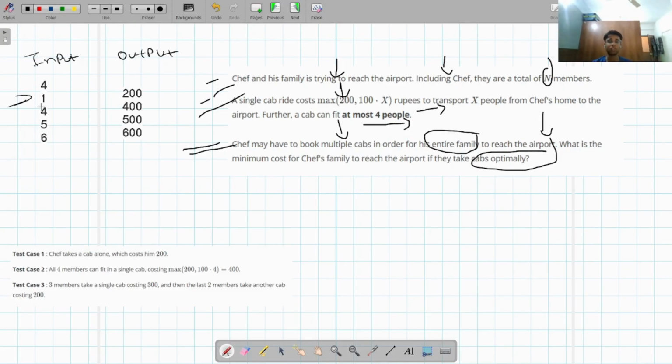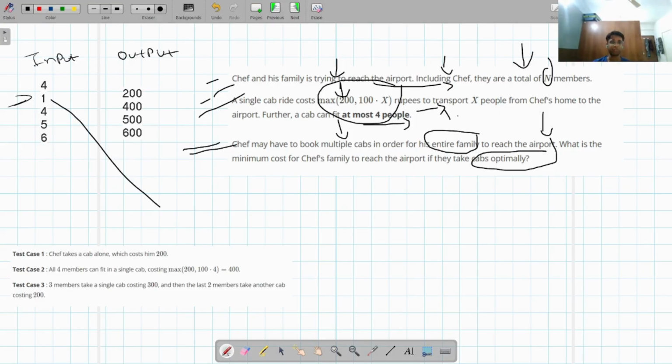So, very simple, guys. You have in total N members, and a single cab ride will cost you maximum of 200, 100 times X, where X is the number of people from Chef's family in the cab, right? And a single cab can at most accommodate 4 people, right? So we have to get the minimum cost out of it.